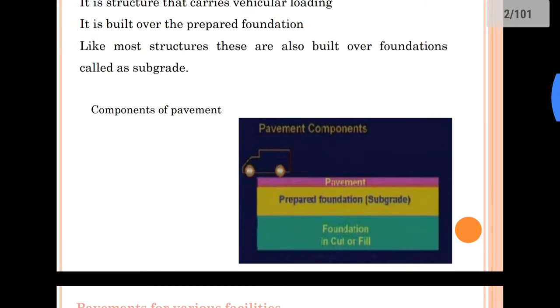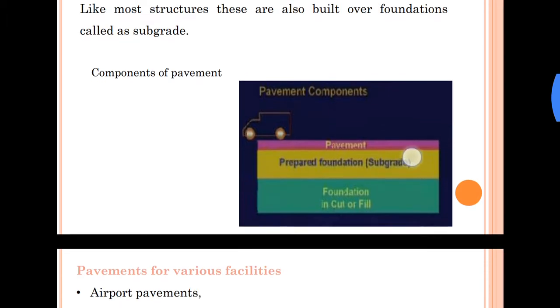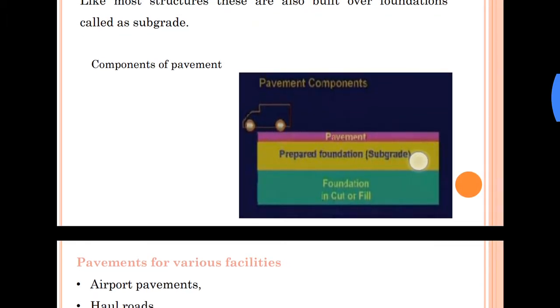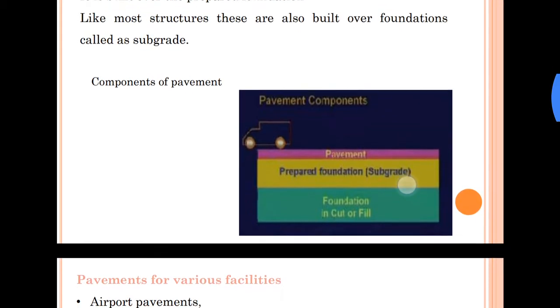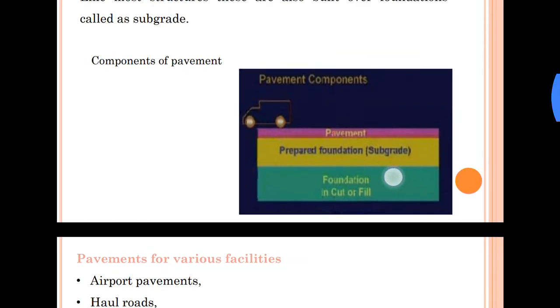Next, components of roads, we already know the pavement is at the top, then we have the prepared foundation or the subgrade, and this subgrade would either lie on a cutting or a filling or embankment. Okay.